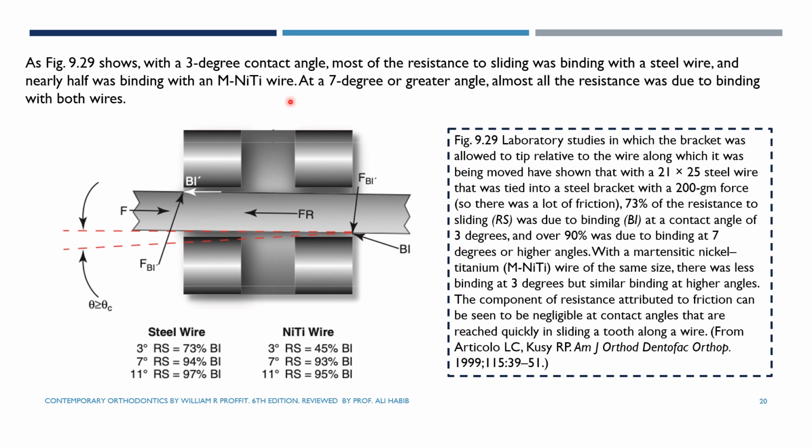So they evaluated the change in angle at 3 degrees contact angle, and then at 7 degrees. At 3-degree contact angles, most of the resistance to sliding was binding with a steel wire, and nearly half was binding with nitrile wire. At 7 degrees or greater angle, almost all the resistance was due to binding with both wires. So as we increase the angle, we expect to have more binding effect than classic friction, either in nitrile or in stainless steel wire.